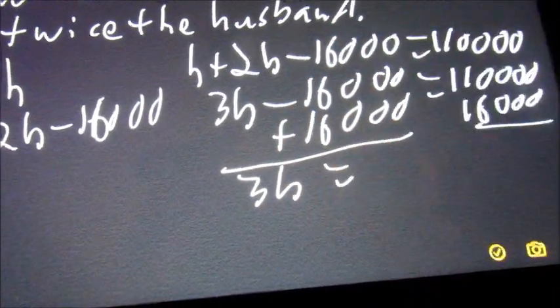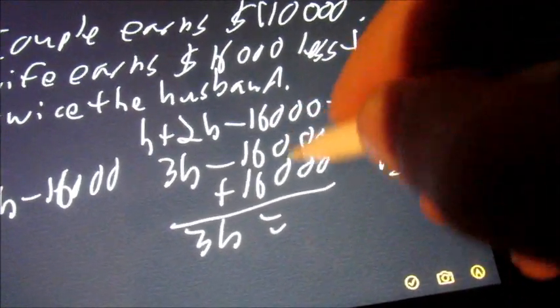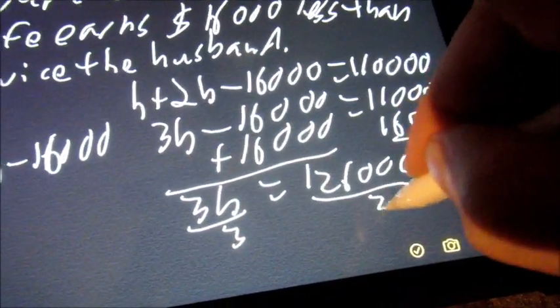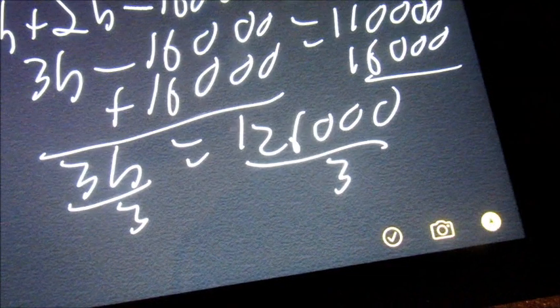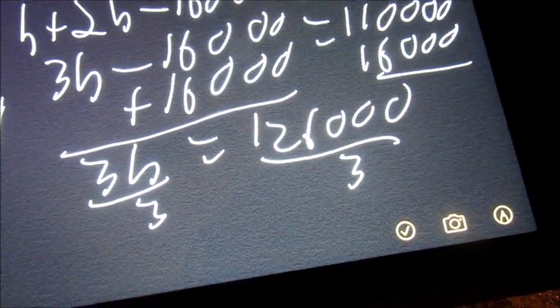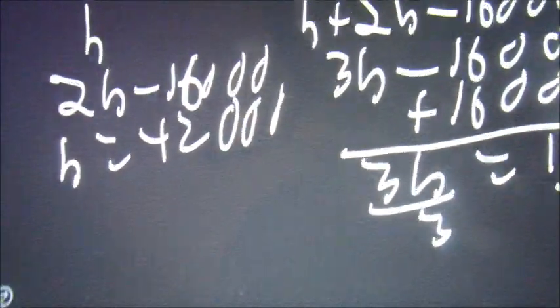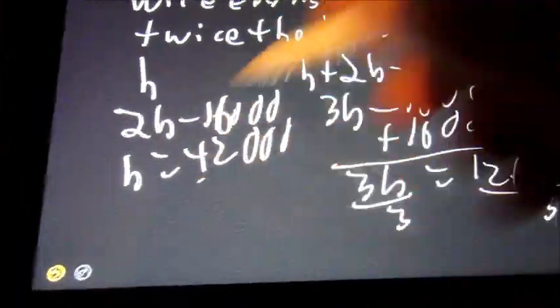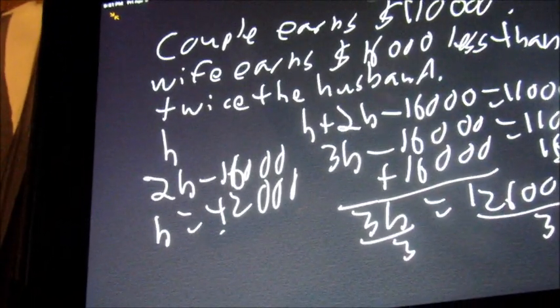And we're going to get 3H equals 126,000. Divide both sides by 3. And H is going to equal 42,000. 126 divided by 3 is 42. And we have the 3 zeros. So now the husband is 42,000. So now we need to subtract 16,000. Or no, we need to add because she has more than that.